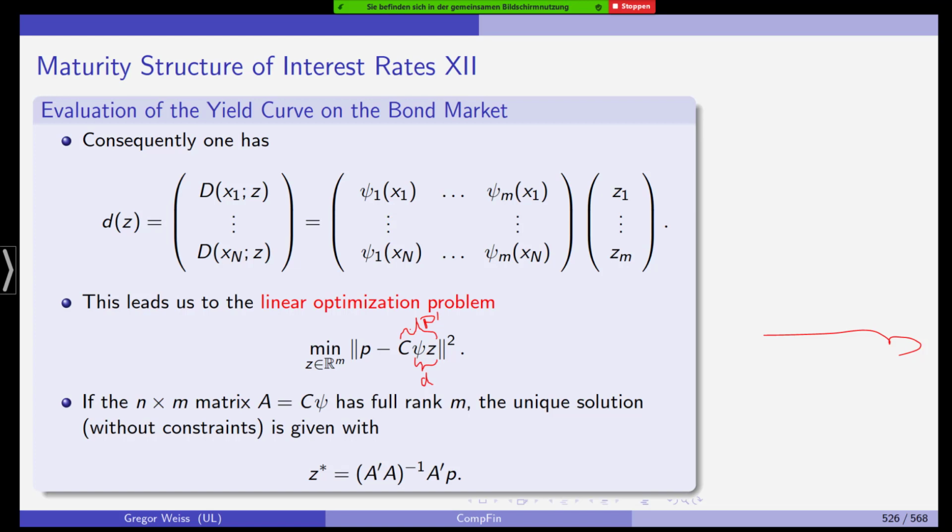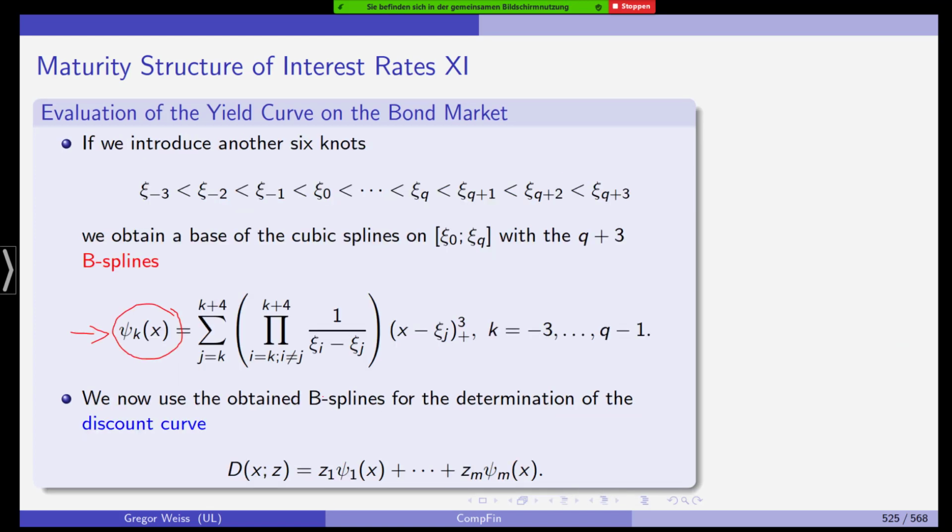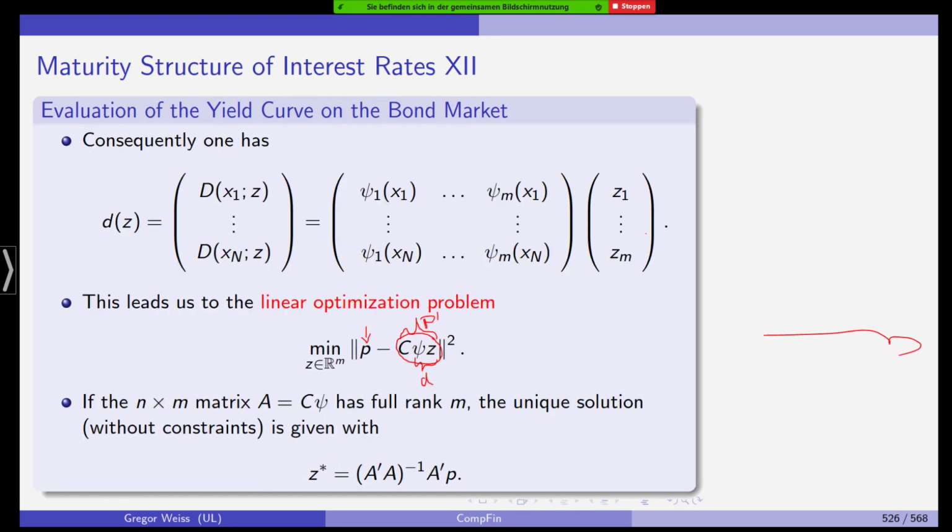These are the theoretical prices. These are the actual prices. These are the theoretical ones, which should result if we are given the discount factors. We take the difference, square it, and we minimize this expression with respect to Z. So we are looking for the parameters, the coefficients in the linear combination of B-splines that gives us the cubic spline that minimizes the difference between P and the theoretical prices. The squared error, actually.